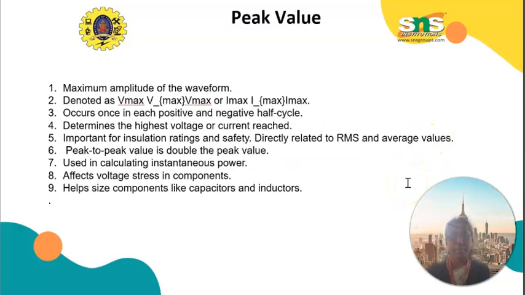Next one, peak value, the maximum amplitude of the waveform. It is denoted as Vmax and Imax. It occurs in each positive and negative half cycle. It determines the highest voltage and current reached. It is important for insulation ratings and safety, and is directly related to RMS and average values. Peak to peak value is double the peak value. It is used in calculating the instantaneous power, affects voltage stress in components, and helps size components like capacitors and inductors.